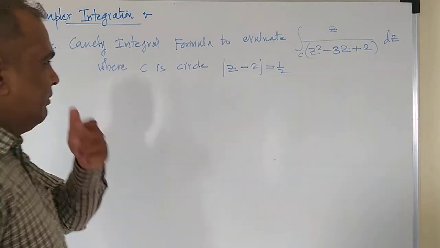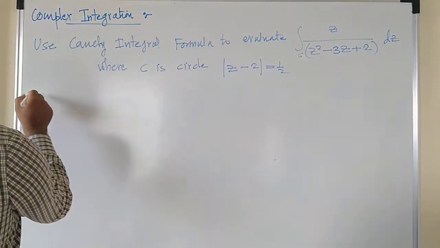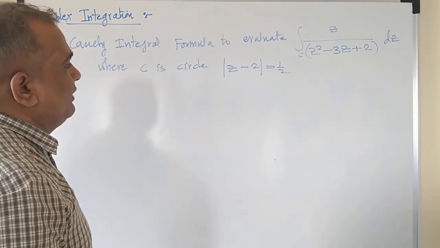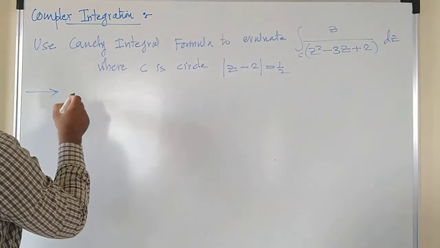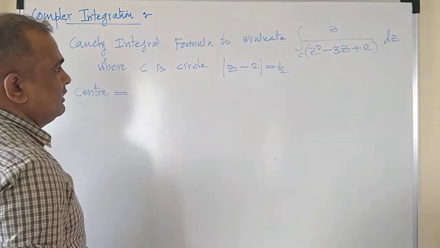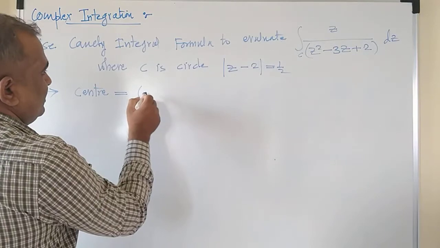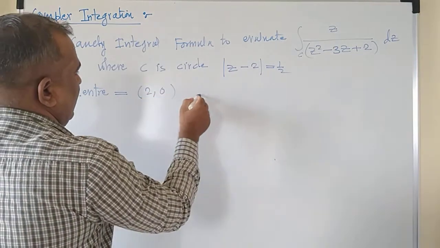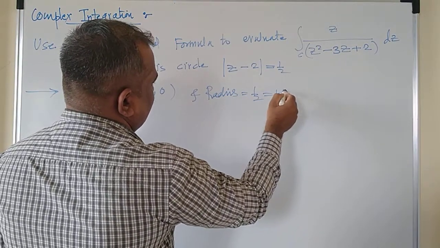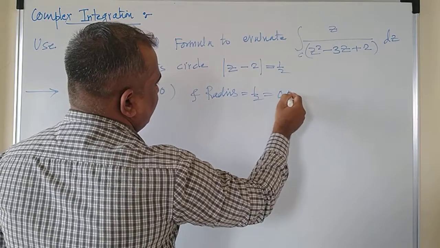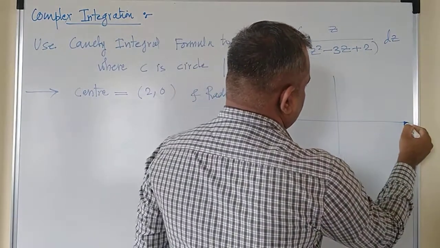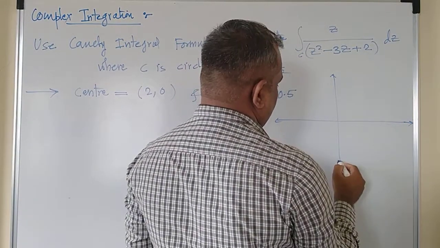If this is the problem, then the very first step is to calculate the center, radius and poles, and the diagram. So what is its center? The center is (2, 0), right? And how much is its radius? Its radius is half, that is 0.5, right? Now the radius and center are known, so you can draw the diagram or plot the graph.